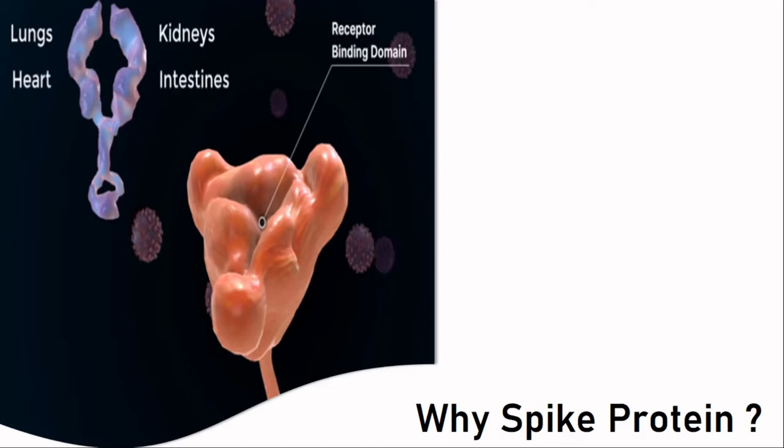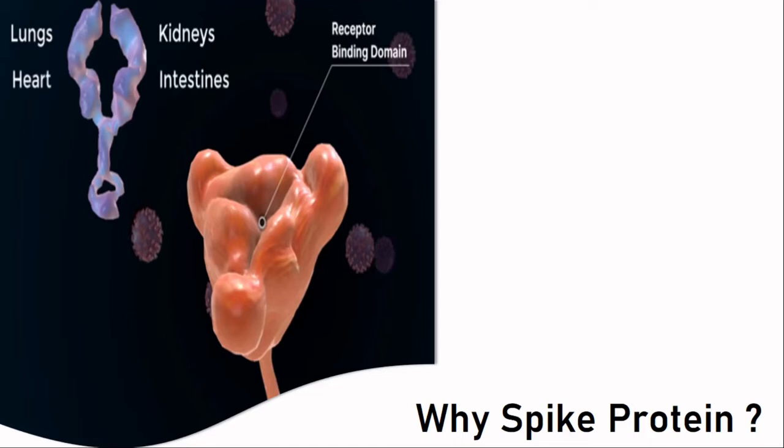So this particular life cycle starts with the basic step of adherence of viruses to the host cell, and that is where we are trying to block the infection. We don't want viruses to actually adhere to our cells. So how do we achieve that? Using the spike protein. Let us first understand what this spike protein is.